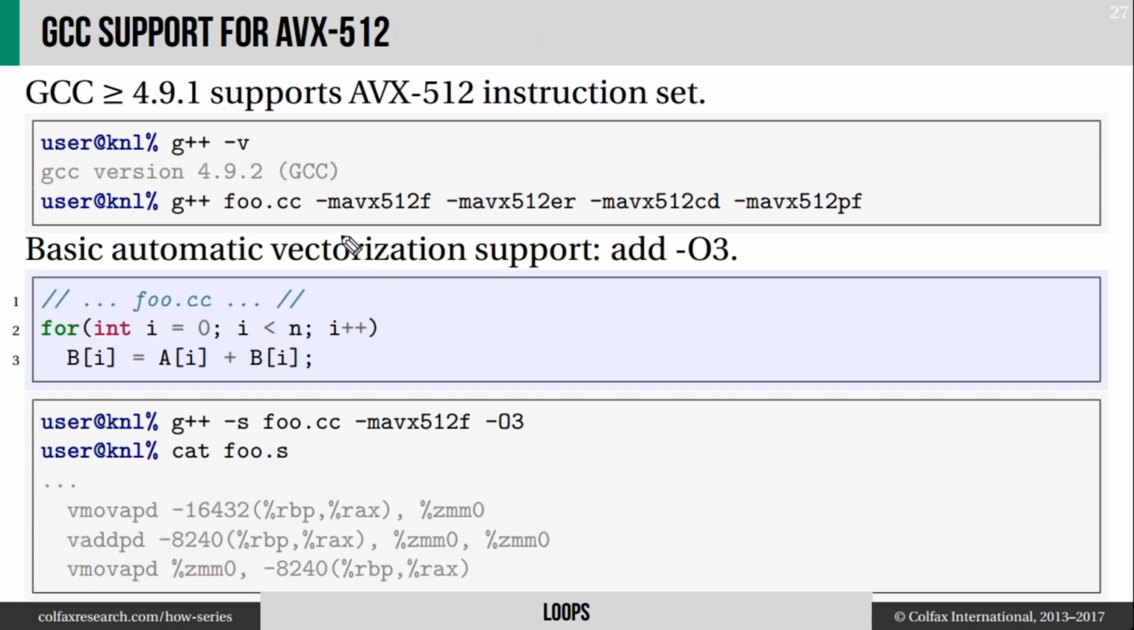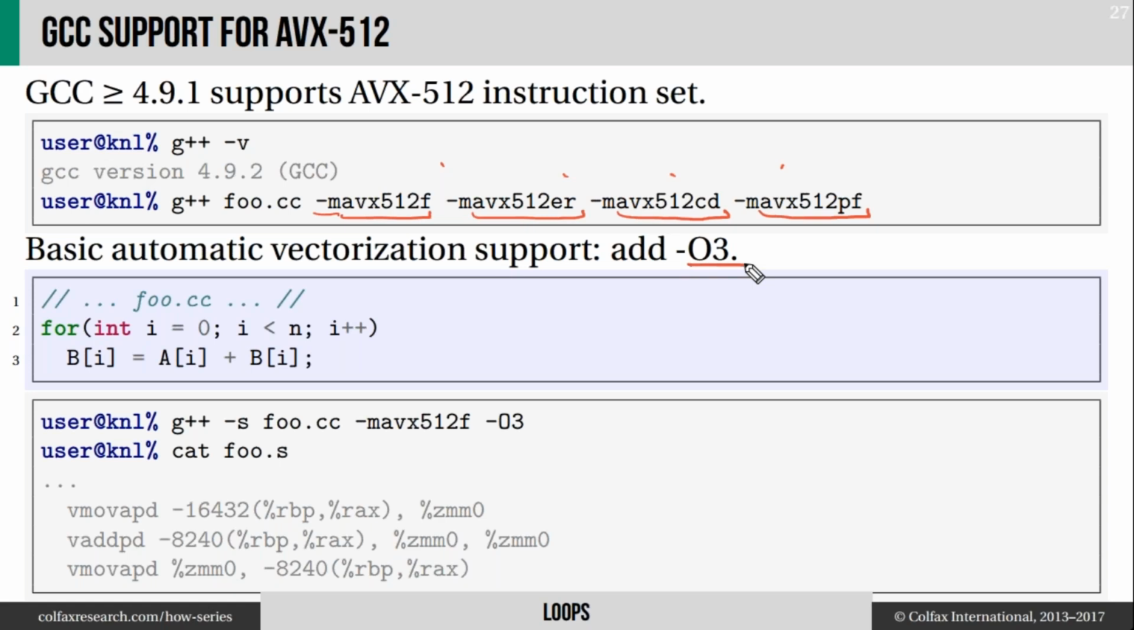With GCC, instead of -x, you use -m, but in the case of AVX512, you have to list all the modules that you're going to utilize. For example, for KNL, you have to list these 4 modules and use -O3 or a special flag to enable vectorization.